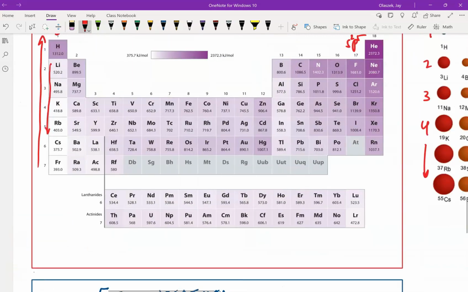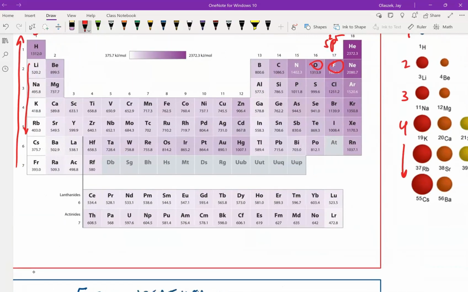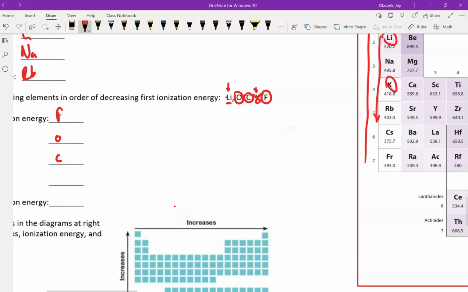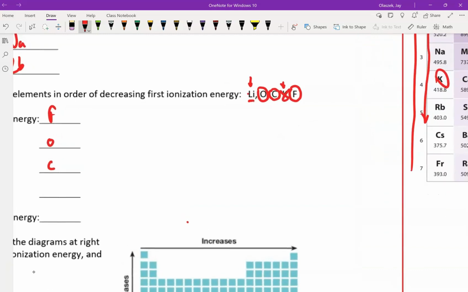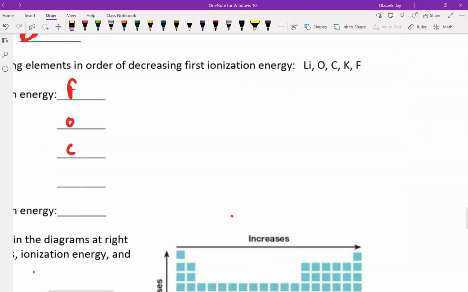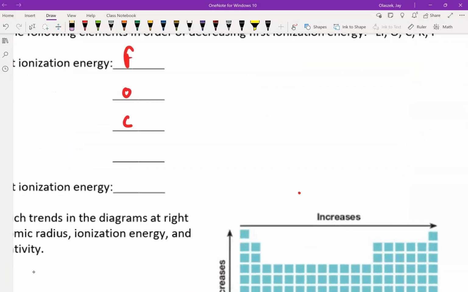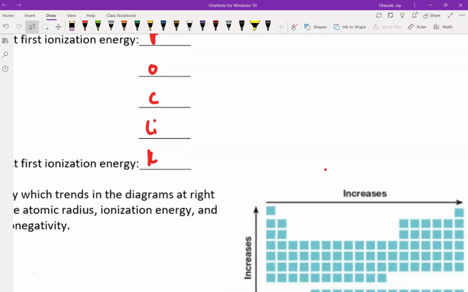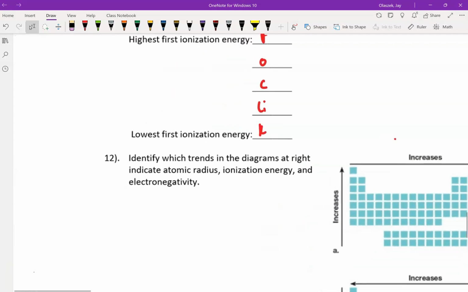How do I know? Because fluorine's here, oxygen's here, carbon's here. Then we have lithium and potassium. That means potassium is going to have the lowest first ionization energy because it's desperately trying to remove an electron because it has that s1 configuration. So we'll say lithium, and then potassium is the next lowest ionization energy, excuse me.